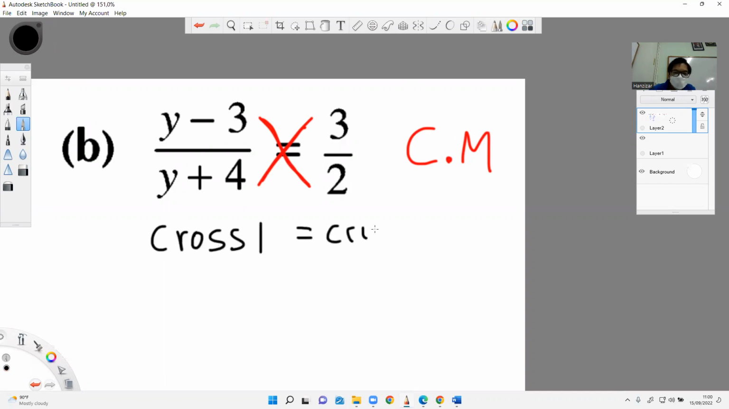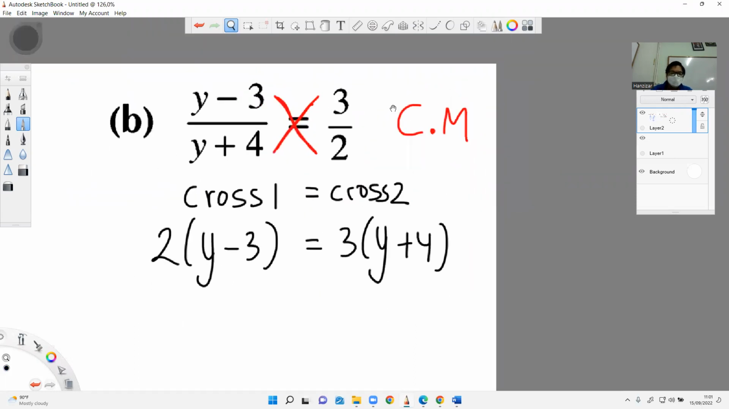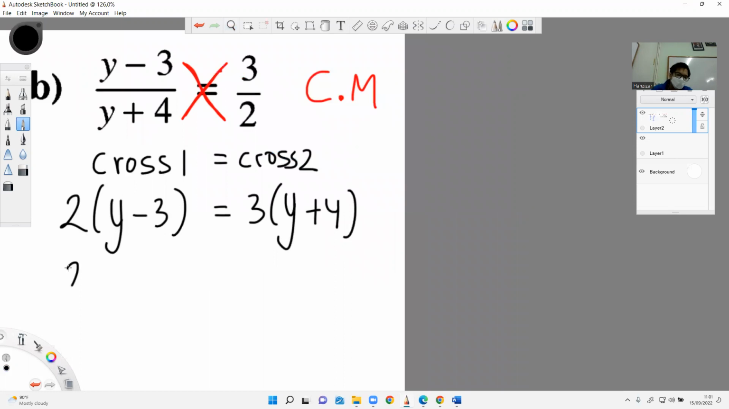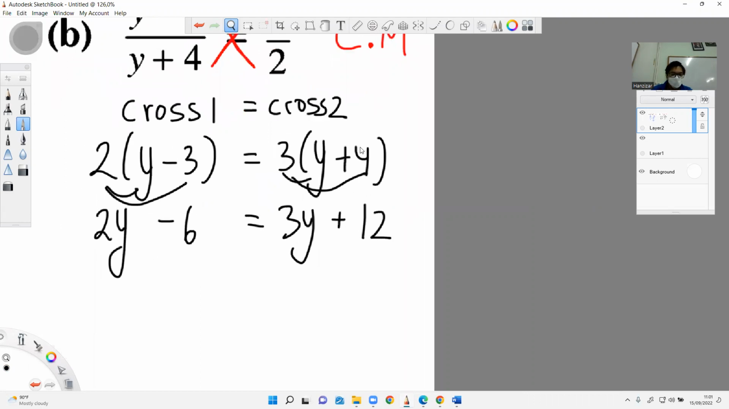Minus 1. You can read. This one first, can? That one first, yes. Or y minus 3 bracket 2, can, right? But this is uncommon. You usually put the number first. Okay. Cross 2, 3 times y plus 4. Okay, then what next? We expand. Minus 6. Equals y plus 12.